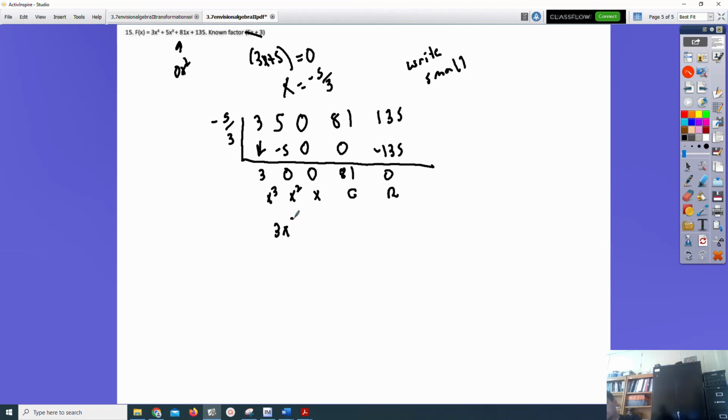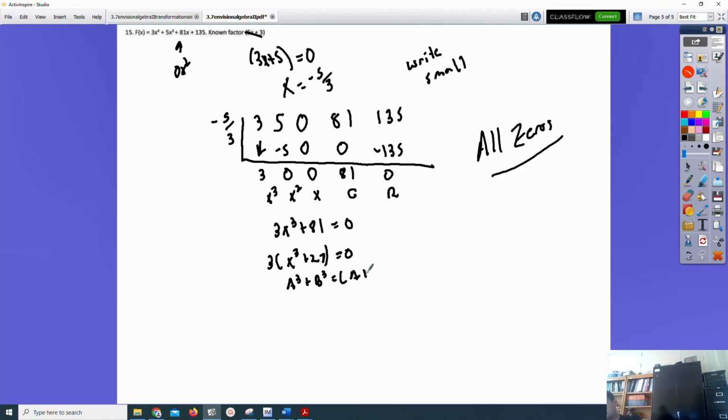This is 3x cubed plus 81, and it is equal to 0. And I want all zeros. So I can't just take a cubic root. I'm going to pull the 3. That's going to make it smaller. I'm going to follow the a cubed plus b cubed pattern here. A cubed plus b cubed factors is a plus b times a squared minus ab plus b squared.